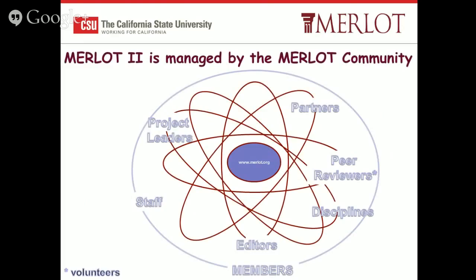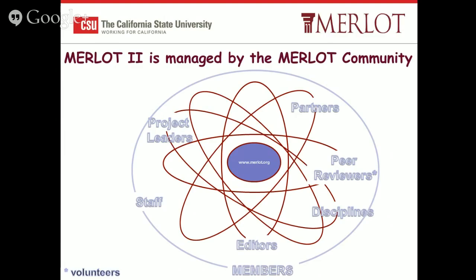And so Merlot, as I've described, is a community, and at the nucleus is merlot.org, the website, but Merlot is made up of a lot of different other facets that create our community. We have editors who do peer review. We have our partners, as I talked about. We have project leaders for different institutions who guide Merlot's efforts on their campuses. And overall, we have our members and our staff. And our peer reviewers, which number in the hundreds, are all volunteers in these different disciplines. And we have an editor and an editorial staff with peer reviewers for different disciplines who do the reviews.